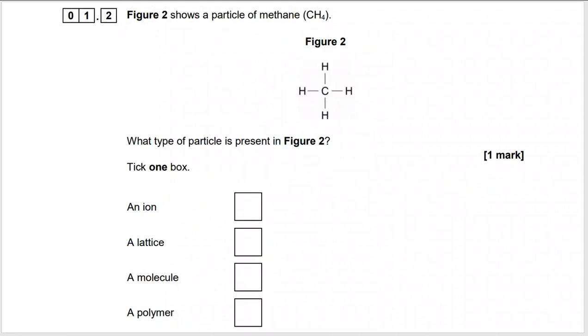On to 1.2, we have a particle of methane. What type of particle is shown in figure 2? Well, it's not an ion. There's no charge there. And it certainly isn't a lattice, because that's a giant structure. We'd see that in things like diamond and graphite, ionic substances, and even metallic substances. It is actually a molecule, a simple covalent molecule. We've got 4 covalent bonds, carbon bonding to 4 hydrogens. So, a molecule.